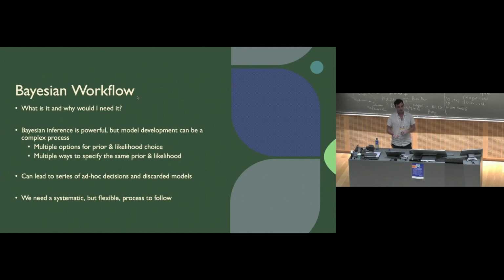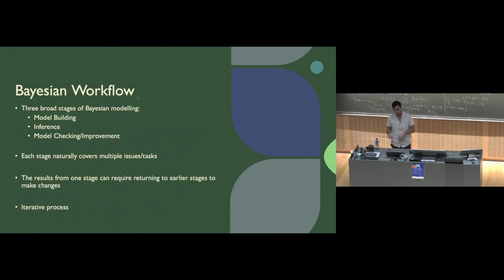So because of this complexity and because of this uncertainty in quantifying uncertainty, that was a pun that you can laugh at if you like, this leads to a series of very ad hoc decisions. It's just people deciding what works at any given time and just throwing away a lot of models. We don't have a robust system of how do I know what to do next, when do I know when to stop, something like that. So we need something that's systematic but flexible.